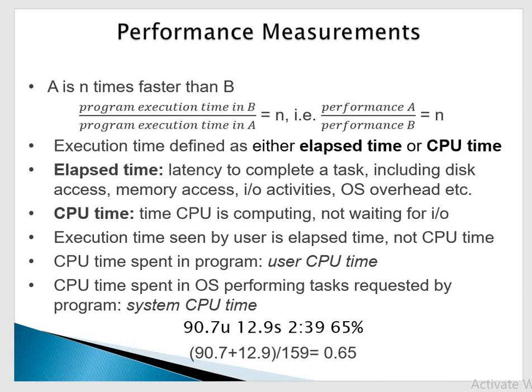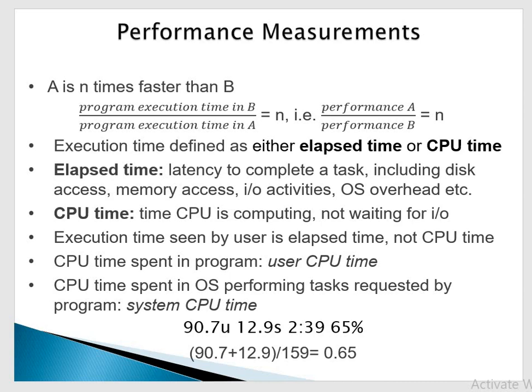CPU time is again divided into two parts. One is called user CPU time, and the other is called system CPU time. What is the user CPU time? The user CPU time is the time taken by the central processing unit to execute that particular task.